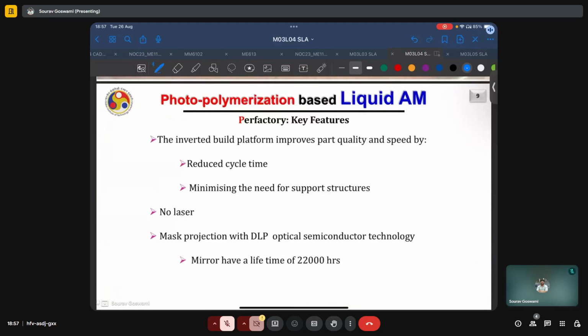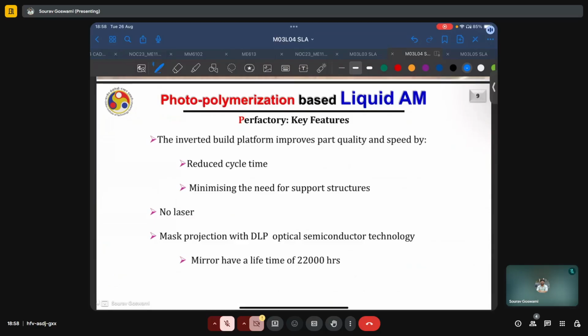In the case of Perfactory, the inverted build platform improves the part quality and speed because of the reduced cycle time, which comes most from the usage of a UV floodlight compared to a UV laser. Here we are exposing our entire print area to UV radiation at the same time instantaneously, rather than scanning it point by point using a laser-like source. Second is by minimizing the need for support structures and any potential regions with trapped volumes, as we have been discussing over the past couple of weeks.